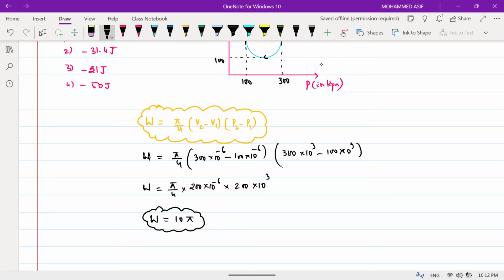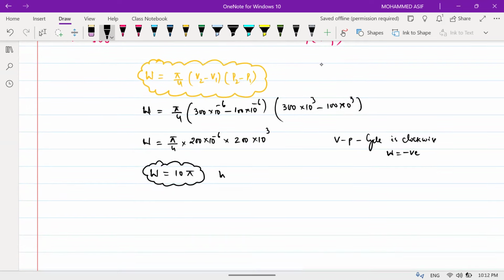Clockwise, so work done will be negative, remember this. It is not a pressure versus volume graph, this is your volume versus pressure. The VP cycle is clockwise, so obviously its work done will be negative. If it is anti-clockwise, it will be positive, remember that.